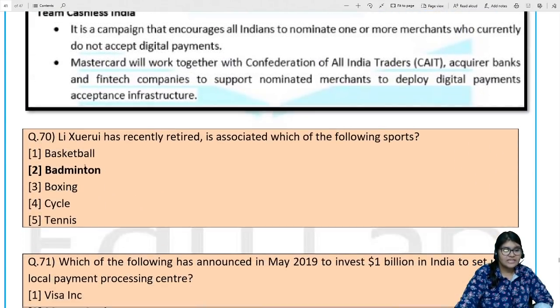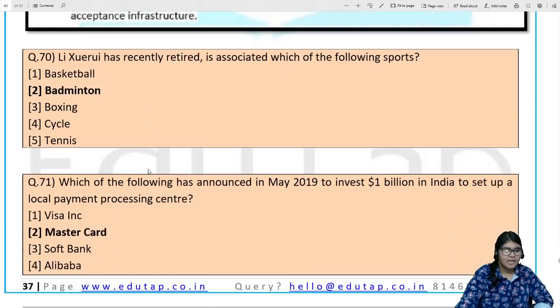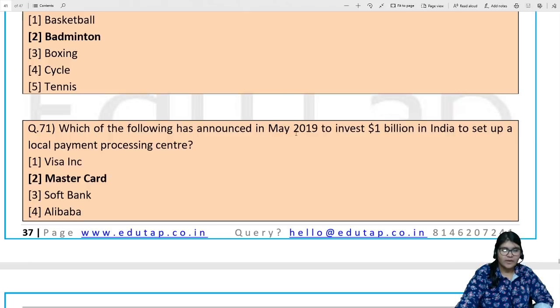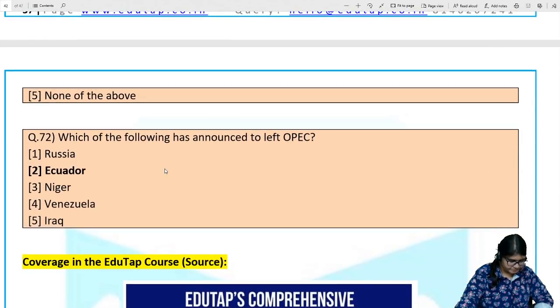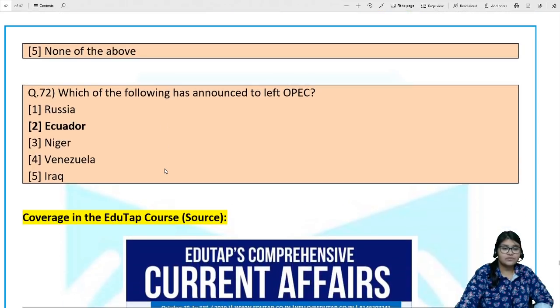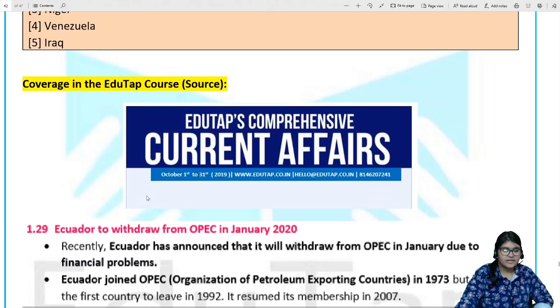Next question: Lee Zuriot, I'm sorry if I'm pronouncing it wrong, really don't know how to pronounce this, has recently retired, is associated with which of the following sports? The answer is badminton. Which of the following announced in May 2019 to invest $1 billion in India to set up a local payment processing center? Answer is MasterCard. 72nd question is which of the following has announced to leave? It is not left, there is a grammatical error in the question. So which of the following has announced to leave OPEC? The answer is Ecuador. This was there in the month of October.